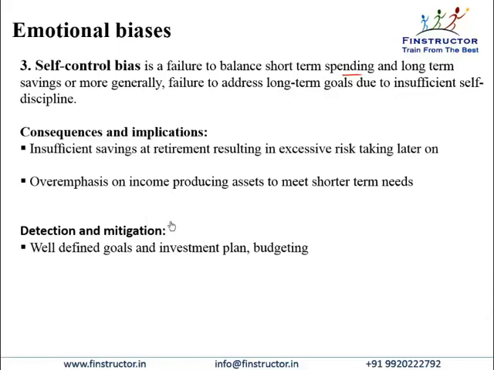Detecting and mitigating is easy. You need to have well-defined goals and an investment plan. You need to budget your expenses and stick to the budget or work within that budget. And secondly, both your goals as well as budgets should be reviewed regularly to see if circumstances have changed and if you can actually spend more or if you need to start saving more so as to meet your retirement objectives.